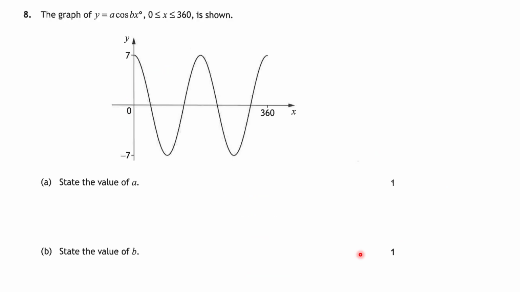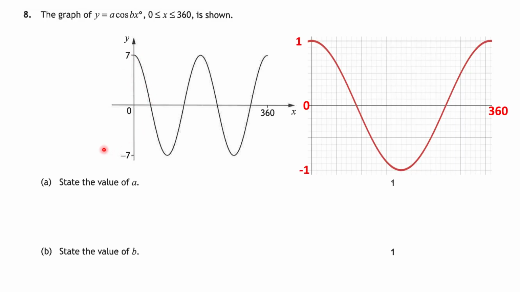Number 8. We have the graph of y equals a cosine bx, where x is between 0 and 360, as shown. We want to state the value of a. Now let's look at the cosine graph that we know about. The maximum value is 1, but here the maximum value is 7. So what we've done is we've multiplied the y here by 7, so we can get the value of a quite quickly by saying a equals 7.